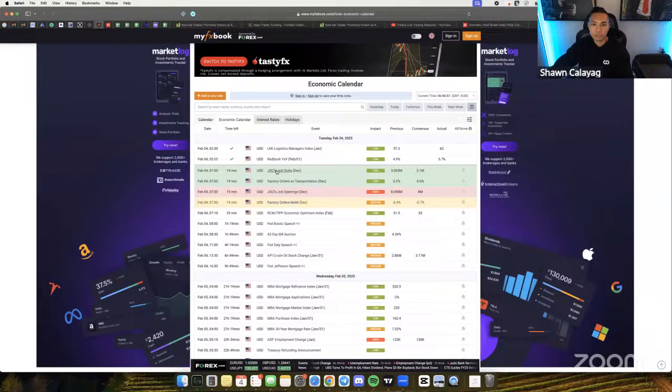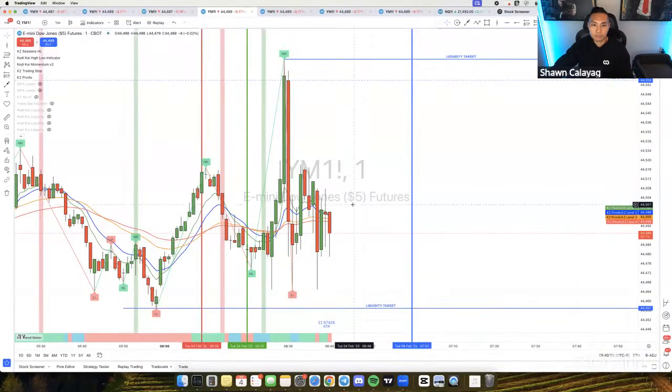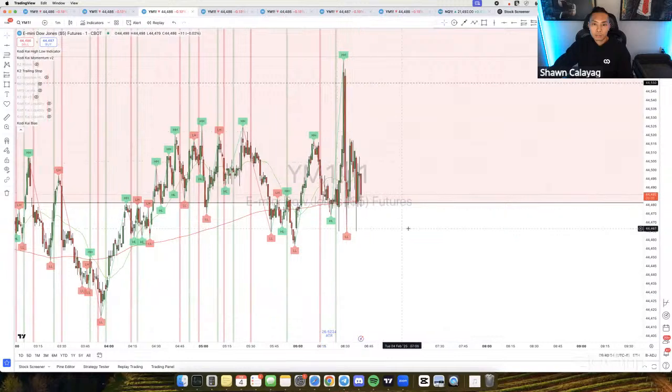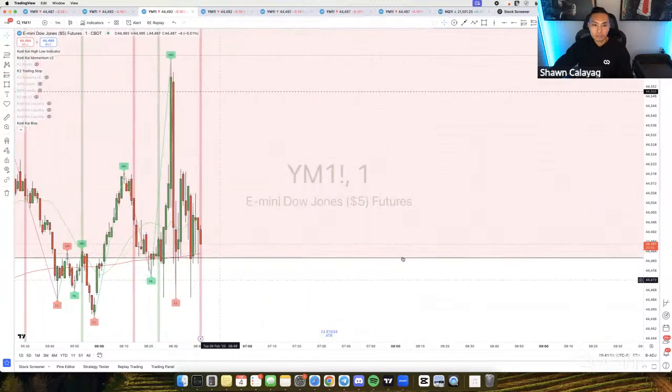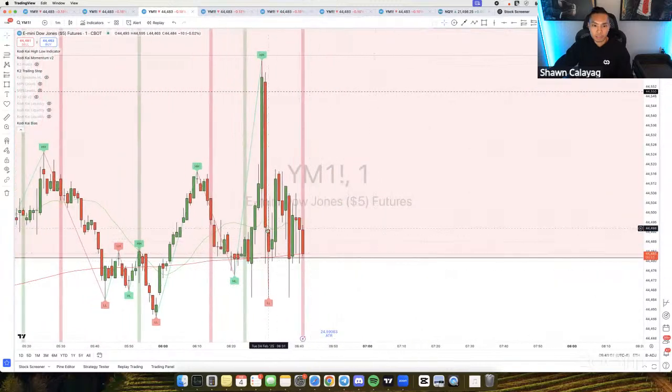But looking over here, Joel's job quits are up. Factory orders are up. Joel's job openings technically down, and factory orders down as well. So it looks like a mixed forecast of news events. Not really too much to use there. So looking over here at the bias again, like we mentioned earlier, guys, the trend bias right now is looking bullish.